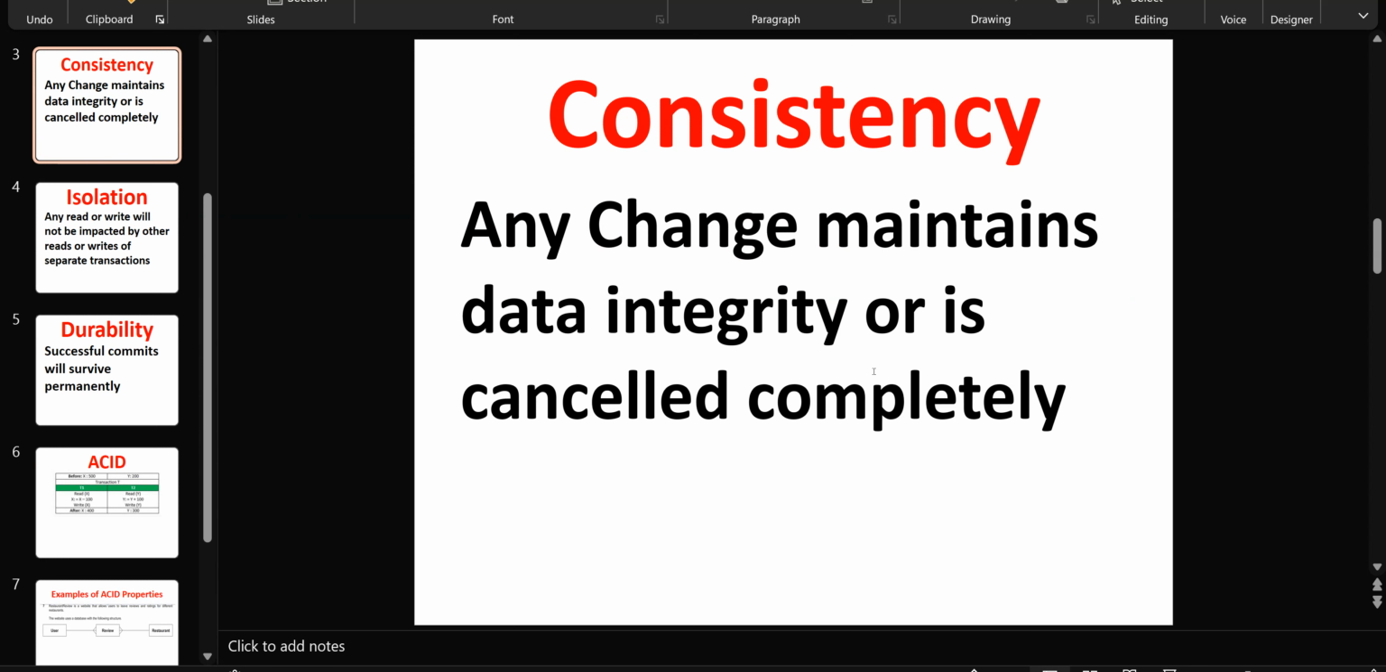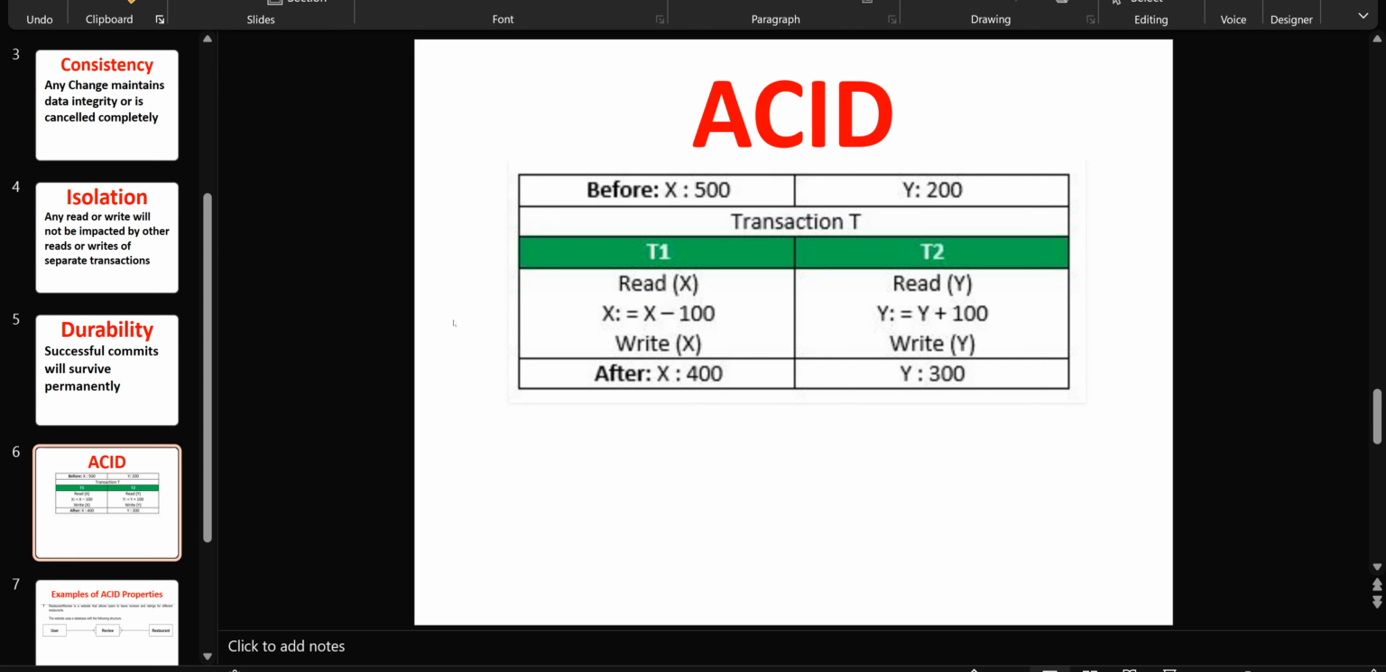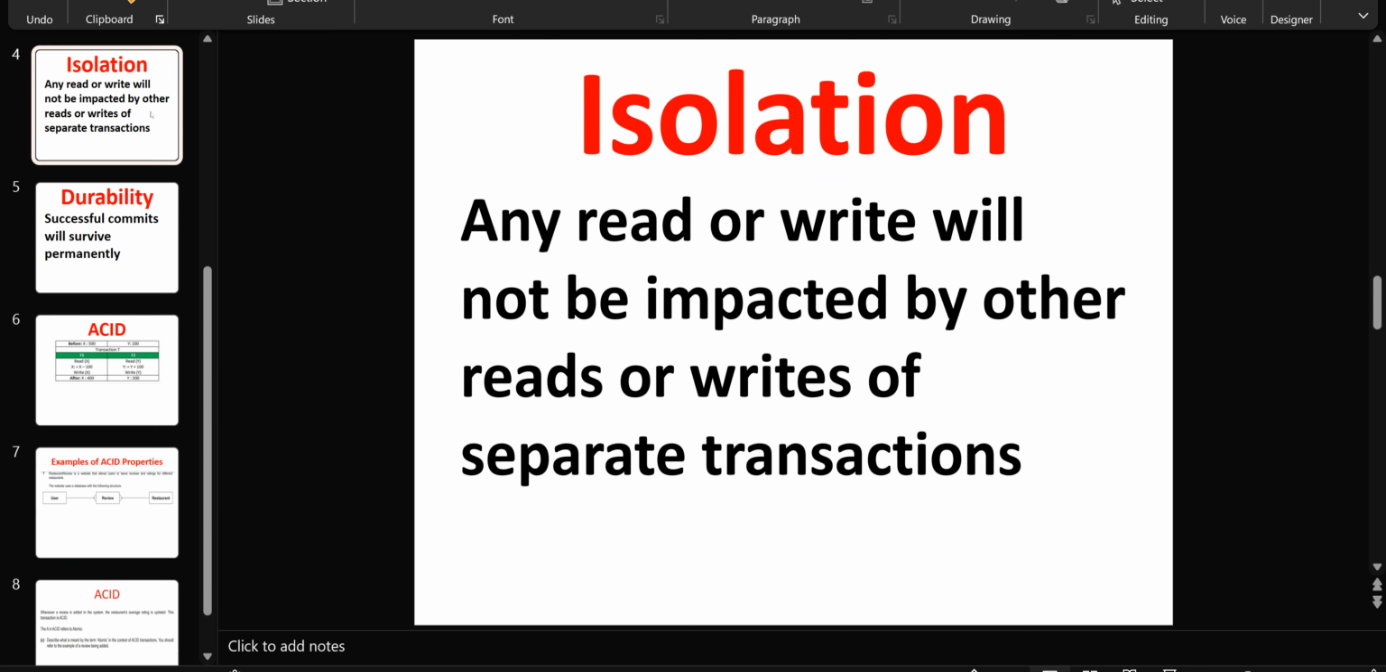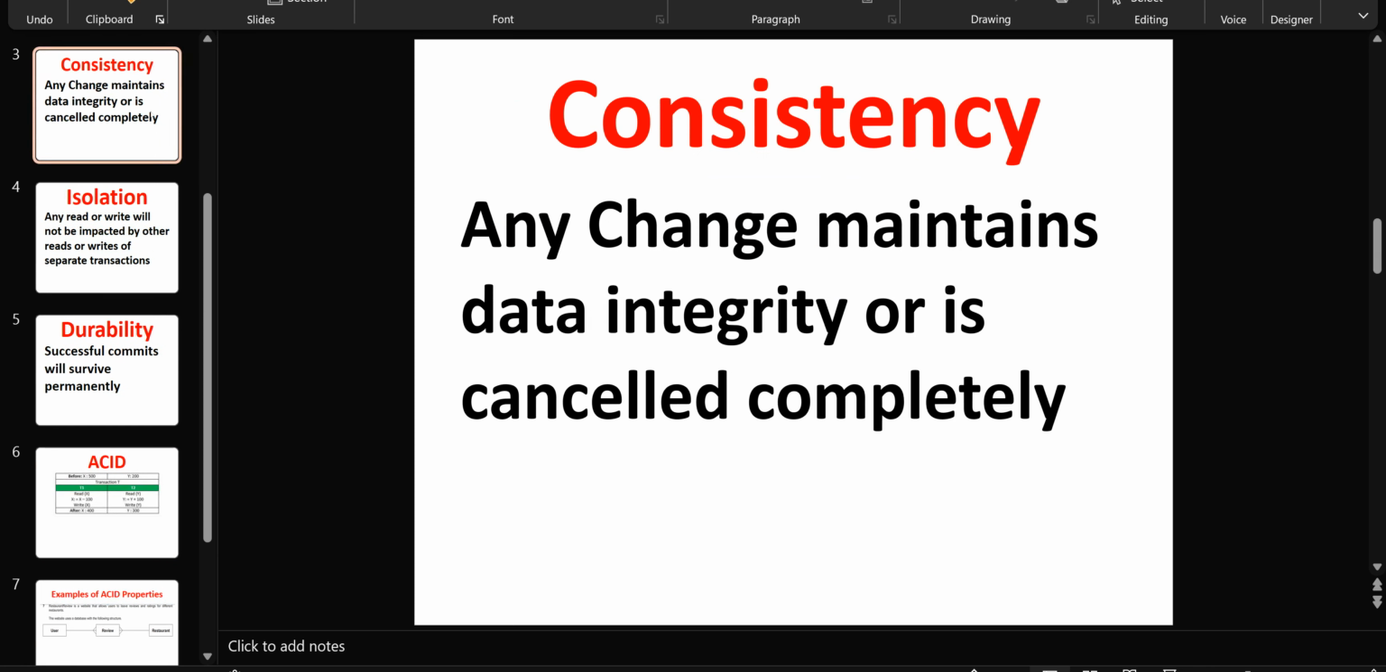the data integrity. Like here, if the total amount of money before the transfer and after the transfer is not the same, or the rating of the restaurant is not updated in the restaurant table when the review is entered, then you're violating the consistency property, and all changes will be rolled back.